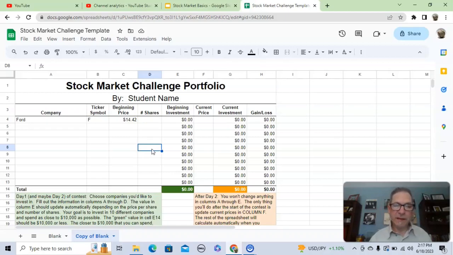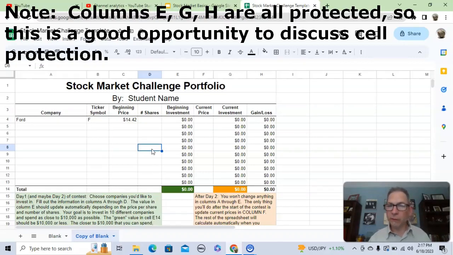So that's my day 1. And day 2 is introducing the challenge and having the students fill out columns A through D. Column E should do all the work for them as far as calculating how much they're spending on their beginning investment. And they have $10,000, and that's in the instructions there down toward the bottom of the sheet. So then we move forward.